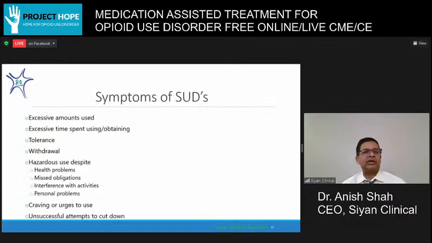Now, this is also an important slide to give some perspective about what substance use disorder is. Some of the symptoms that I'm describing here probably apply across various substances. For example, the same criteria apply for opiate use, cocaine use, or alcohol use. And if you see these warning signs, you or your loved one may have a substance use disorder.